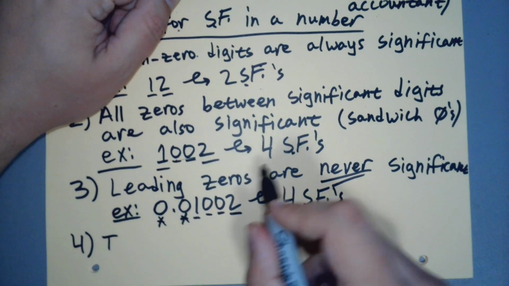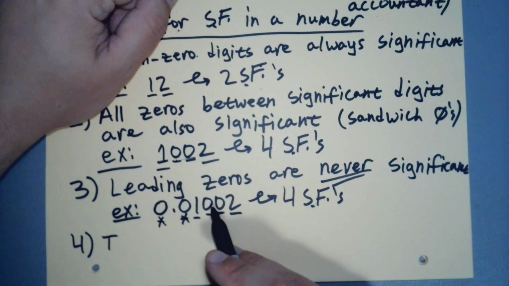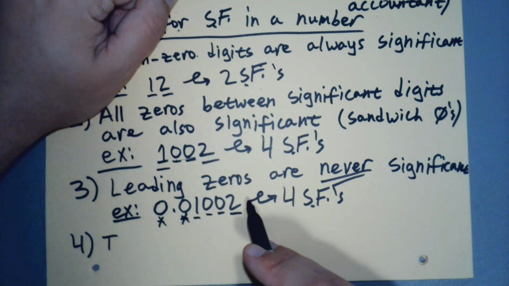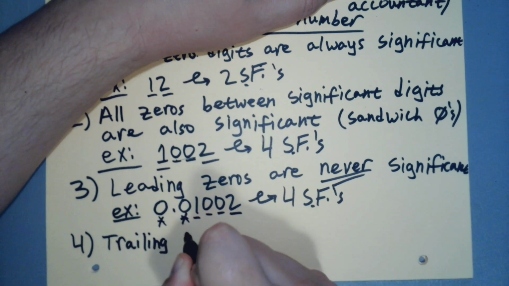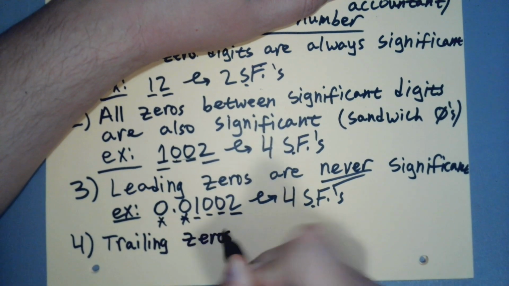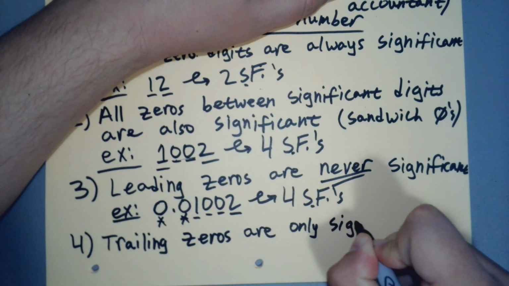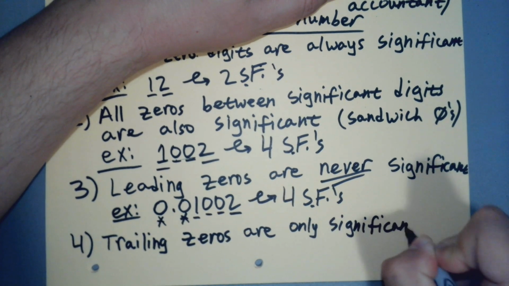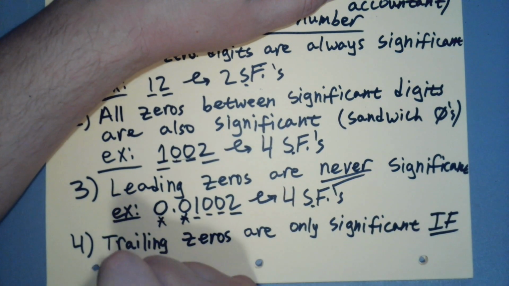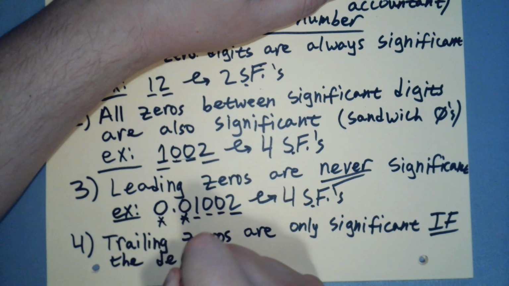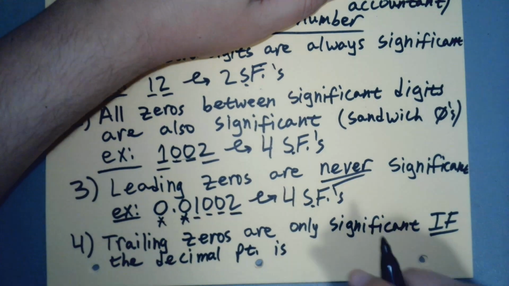So, trailing zeros. Just to be clear, sandwich zeros are in the middle, leading zeros are at the front, trailing zeros, guess where they're going to be? We've got the middle and the front taken care of. We're going to start stacking them on the end of the number. So, trailing zeros are only significant if, so this is conditional, if the decimal point is present.